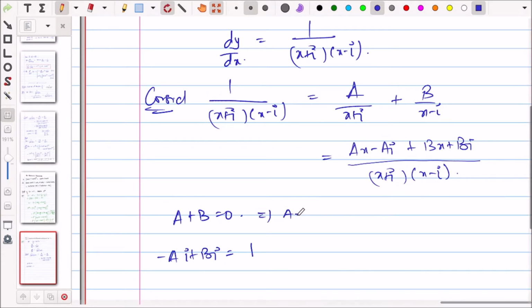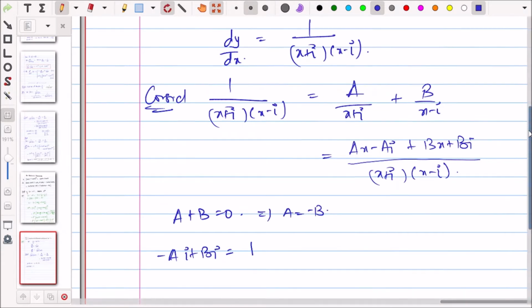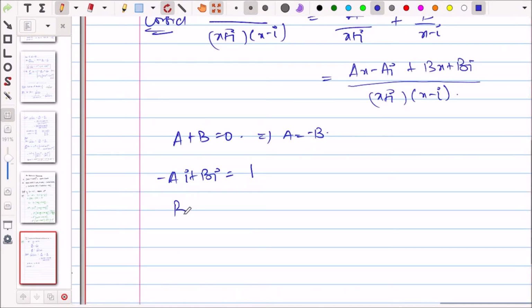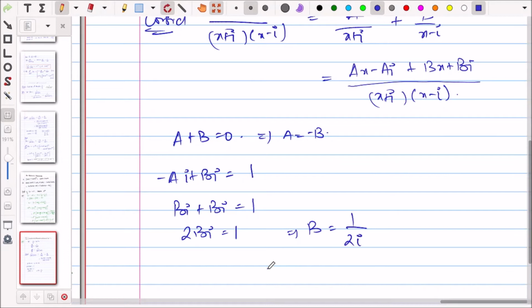So a is equal to minus b. So when you use it here, this will become bi plus bi is equal to 1, that is 2bi is equal to 1. So that implies b is equal to 1 by 2i. So a is equal to minus 1 by 2i, right? Is it fine, everyone?